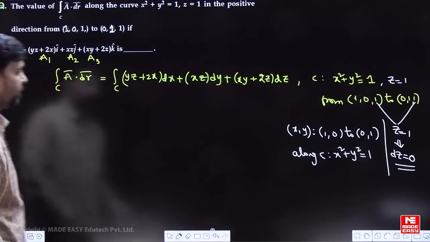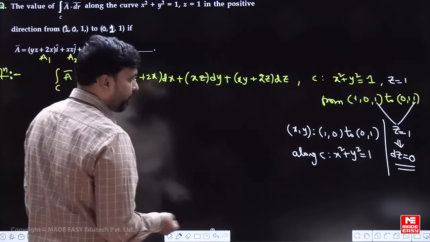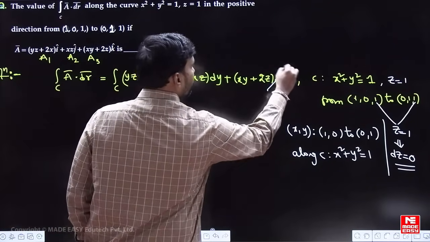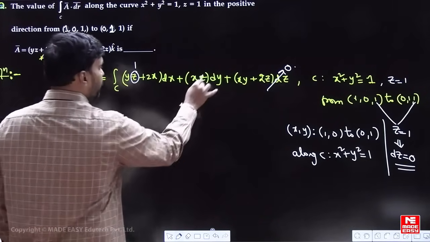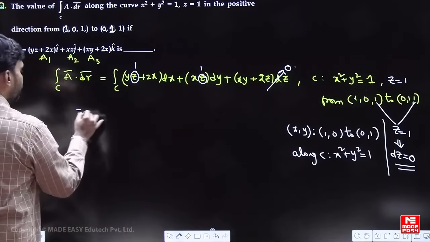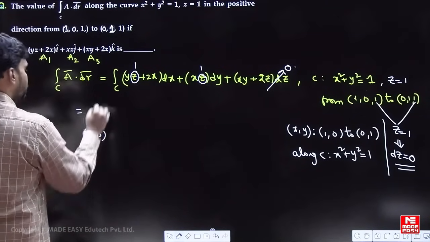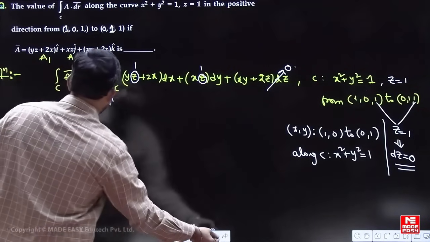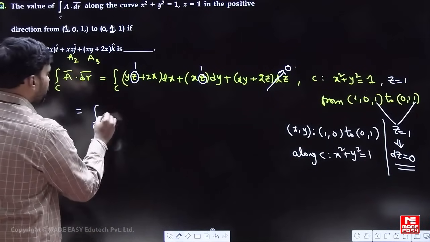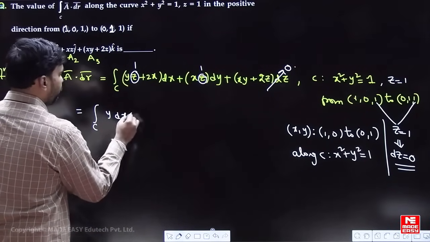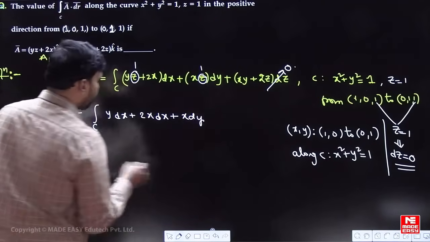Now we need to evaluate this integral. चलो बेटा इसका इंटीग्रल evaluate करना है, तो dz ये 0 है, तो ये 0 बन गया. Now we take z is equal to 1 here. So this integral is from (1, 0) to (0, 1). Let me write this way; as of now I will take the integral c only. Integral c, it is y dx plus 2x dx plus x dy. This is what we get.